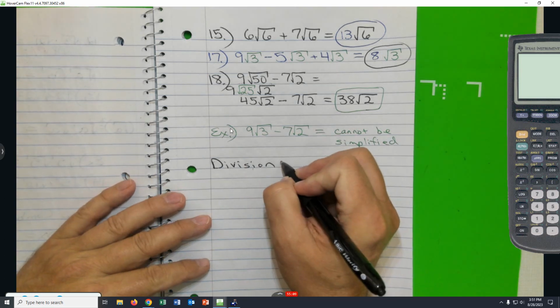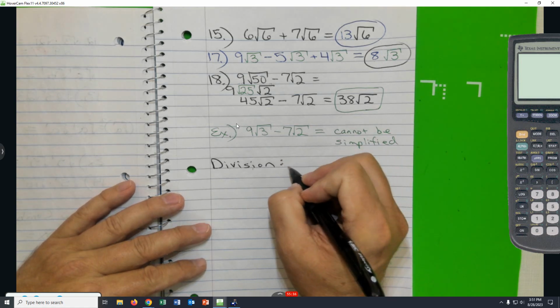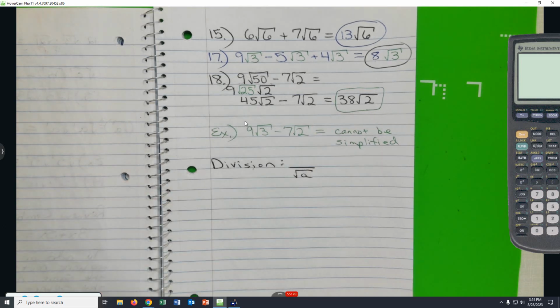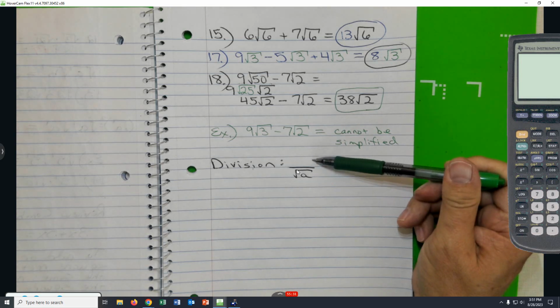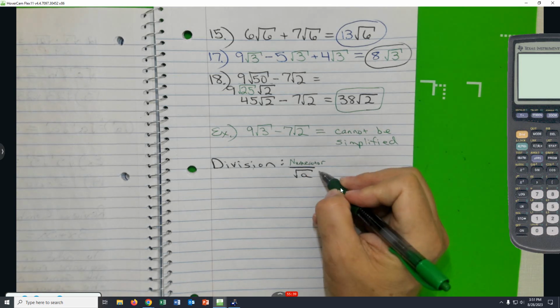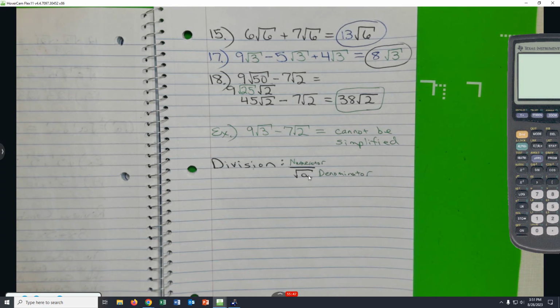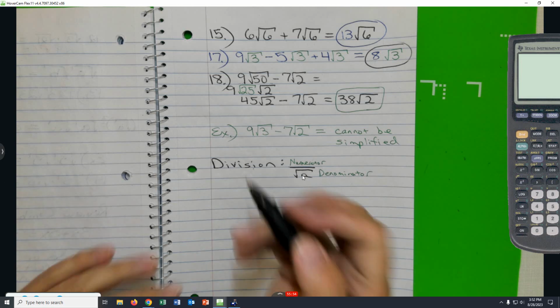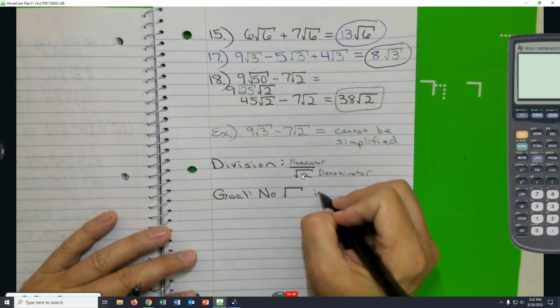It'll be something with a square root in the bottom. Your goal should be no square root in the denominator. Let's review a little terminology. The top part of a fraction, that's the numerator. The bottom part is the denominator. D for down, it's down under that fraction bar. If you have a square root in the denominator of a fraction, you're going to have to get rid of it. Your goal is no square root symbol in the denominator.